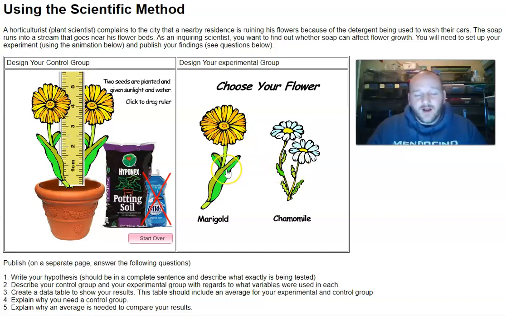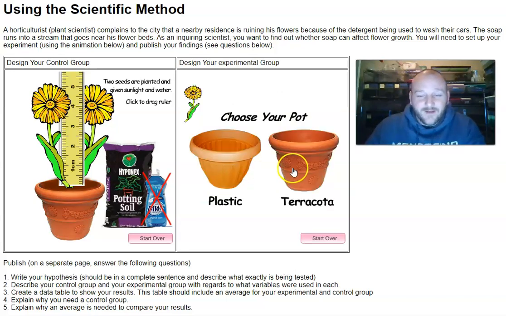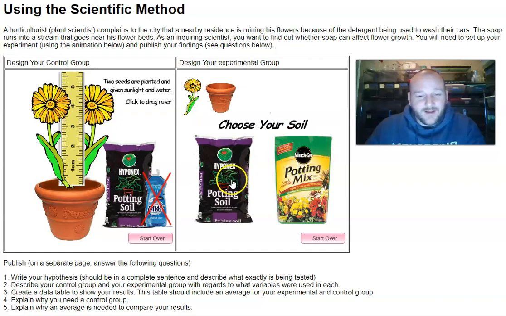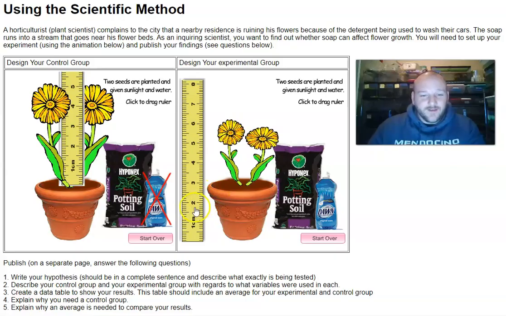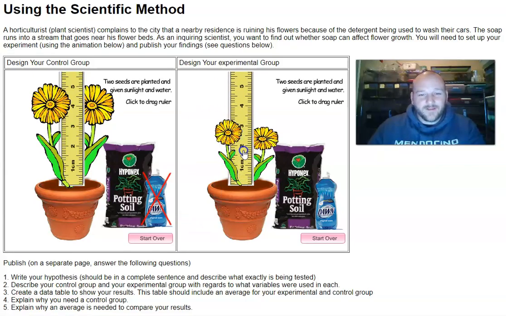And then over here, again, we want to use the same plant and same everything, but it gives us the chance to mess that up, which I think is great. So we want to still use terracotta, use the same potting mix, but in this case, add some detergent. And here we end up with plants that are a little bit smaller. We could find an average size between the two plants, and then use that to develop a conclusion. So this is good stuff.